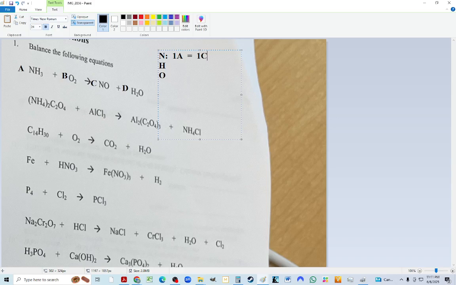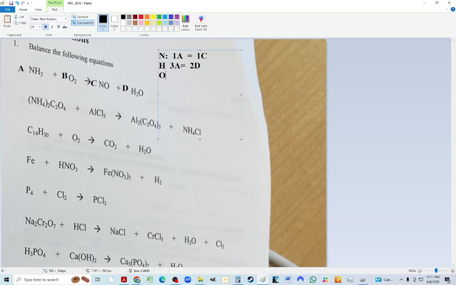Okay. Now I'm going to look at hydrogen. Oh, I see 3 in A. And any in B? No. So I hit an equal sign. And do I see any in C? No. Do I see any in D? Yes, I see 2D. So for hydrogen, 3A is equal to 2D.